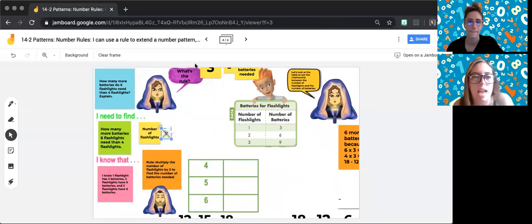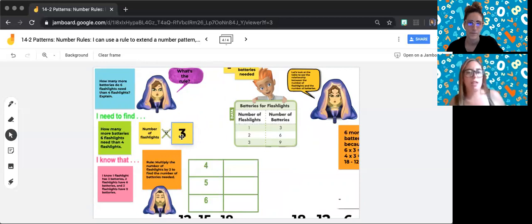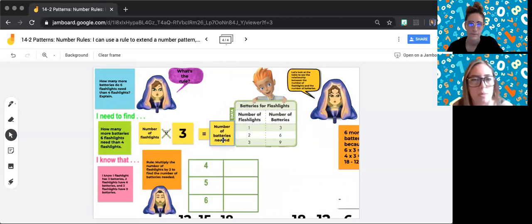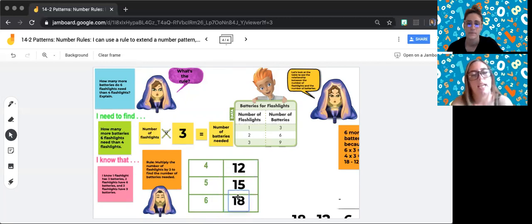Great. Now we have to figure out how many batteries are needed for 4 flashlights, 5 flashlights, and 6 flashlights. Then once we find that, we can determine how many more batteries are needed for 6 flashlights than 4. So let's multiply 4 by 3. That's going to give us 12. So we'll need 12 batteries for 4 flashlights. 5 times 3 is 15, so 15 batteries. And 6 times 3 is 18.